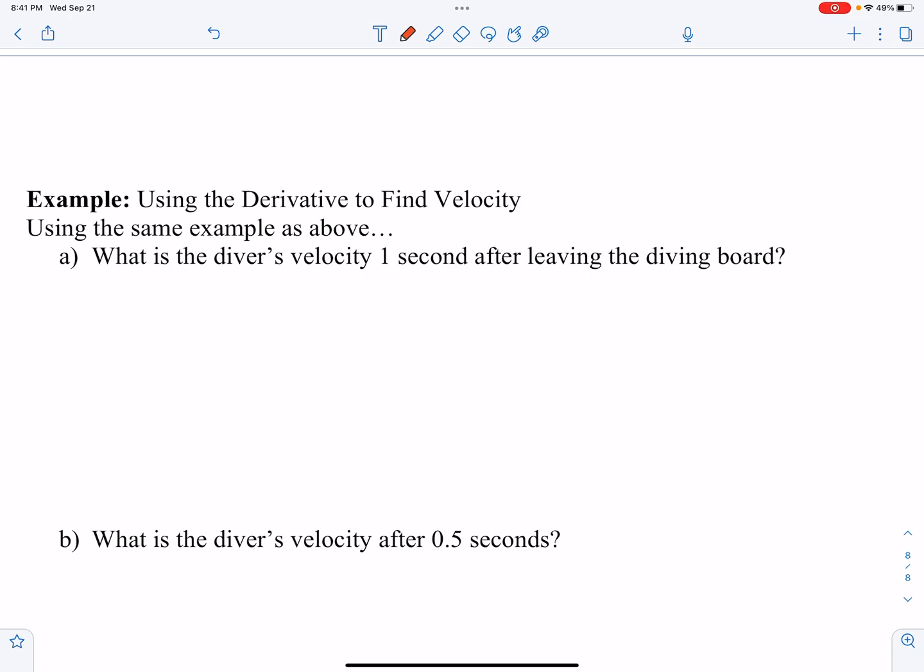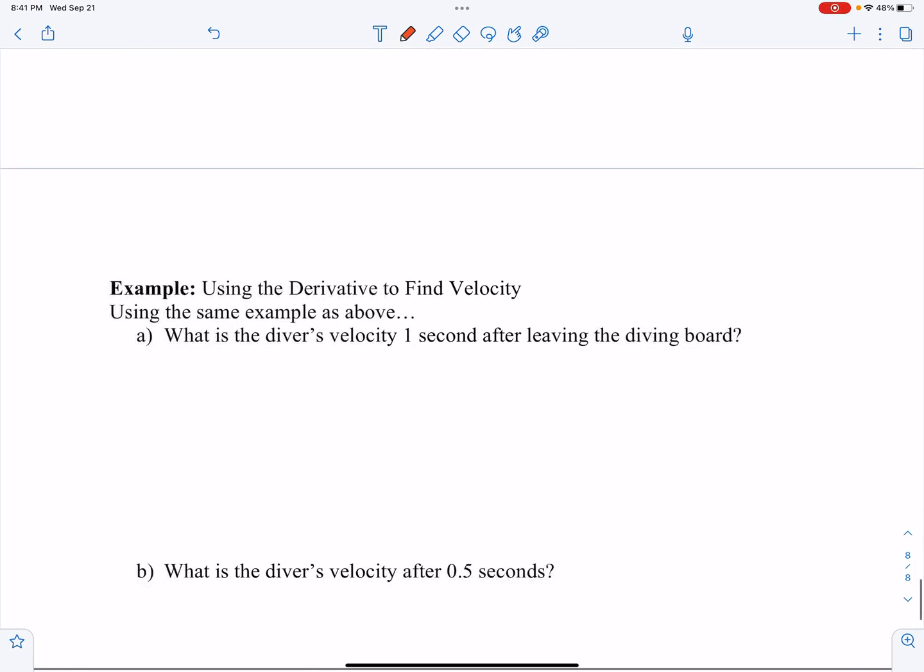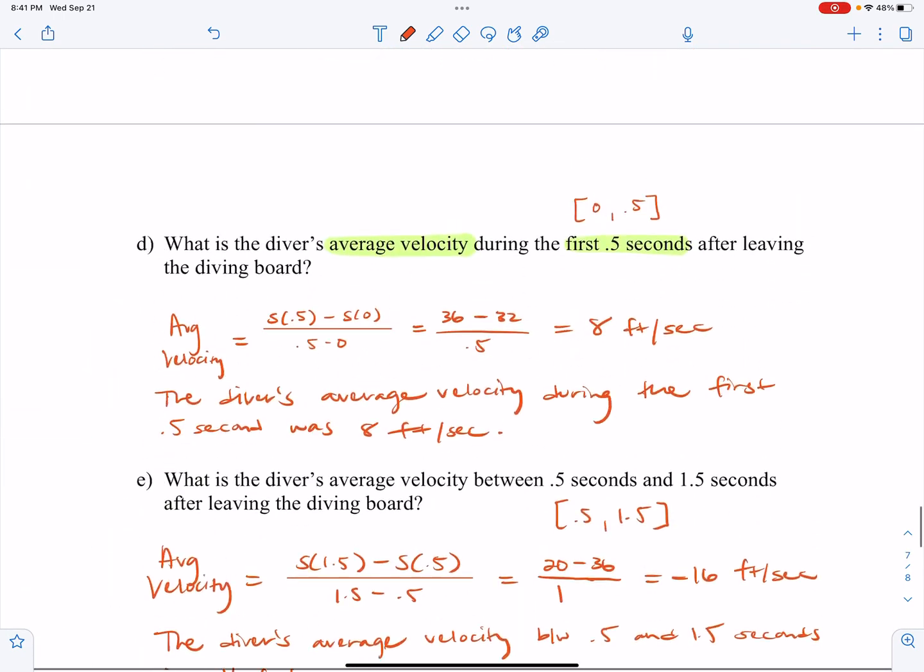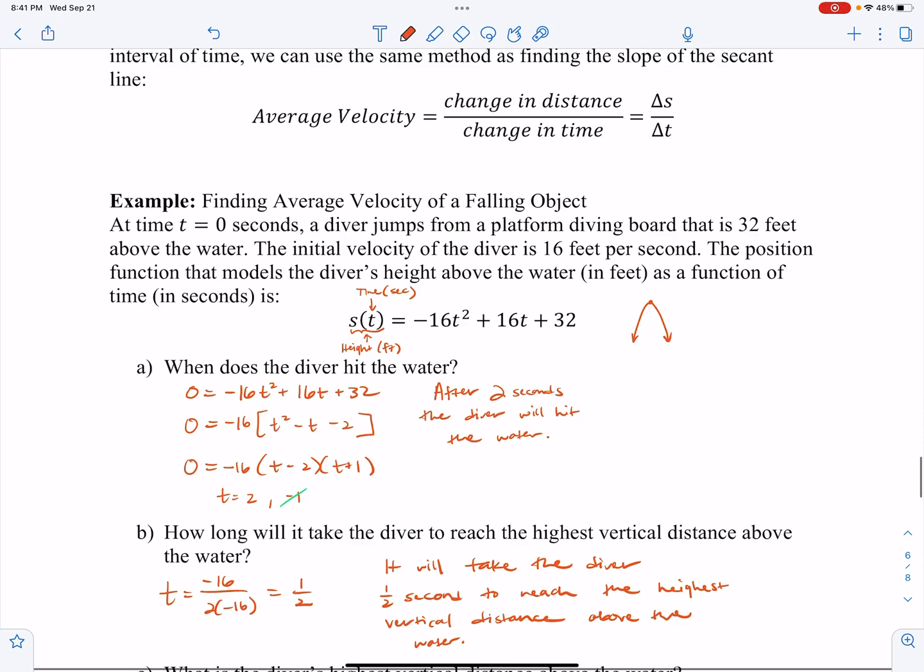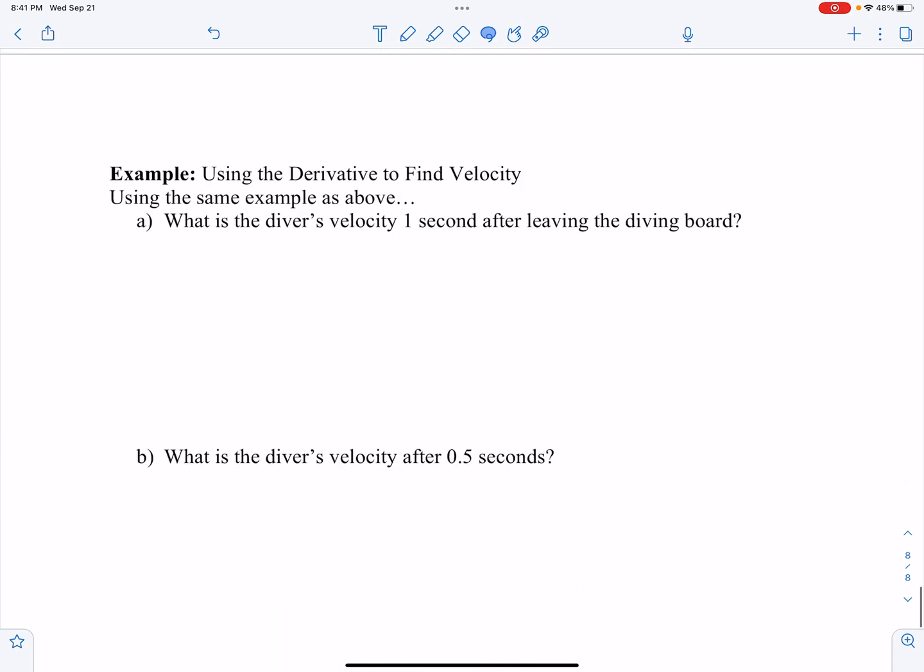So we're using the same example as above. What is the diver's velocity 1 second after leaving the diving board? Well, we need to calculate instantaneous rate of change. So we need to calculate the slope of the tangent line to the curve of S of t at t equals 1 second. So I'm going to come back up to my function. I'm going to copy and paste it to reference down here.